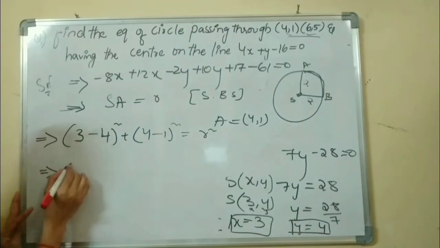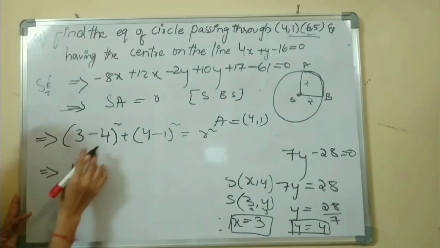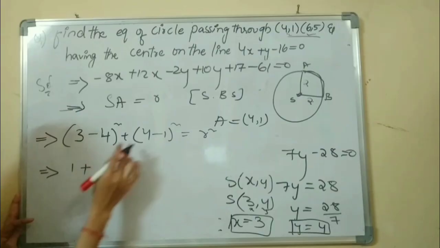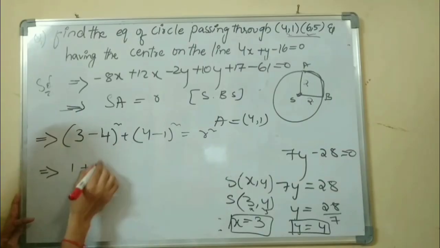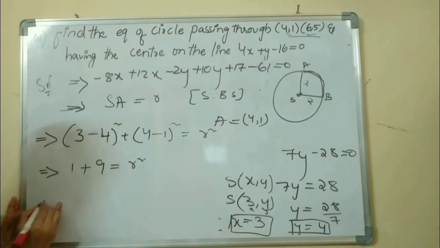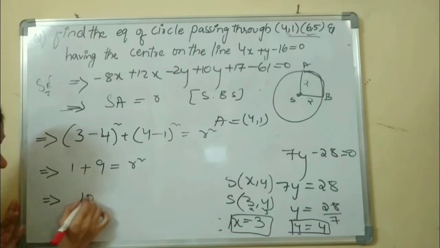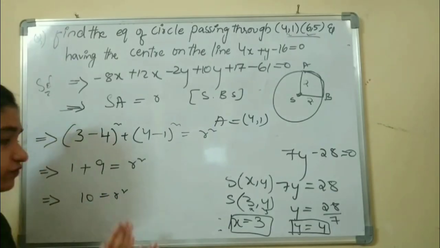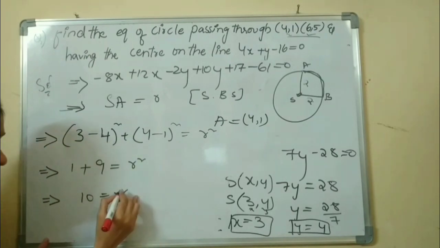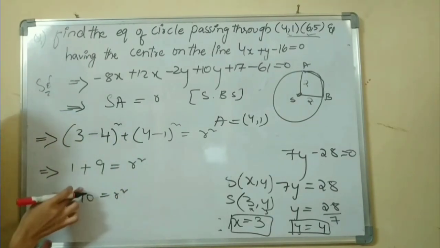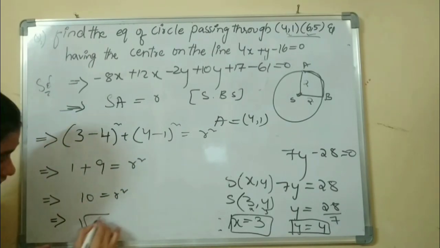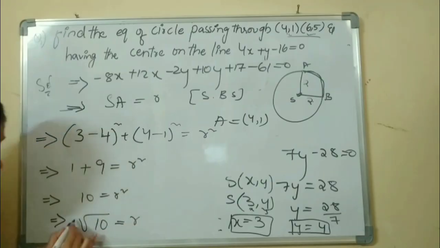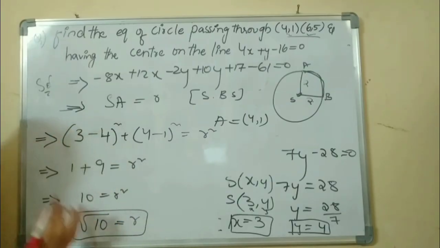Okay, next, 1 square plus 3 3s are 9 equals r square. Okay, 9 plus 1 is 10, r square. So we have to find the value of the radius. Here we have a square, so if we take the root on both sides, it will become root. So we got the value of r.